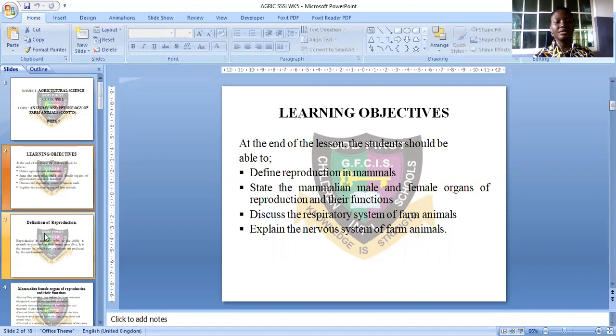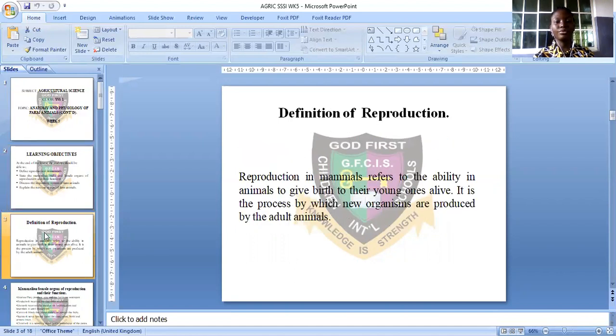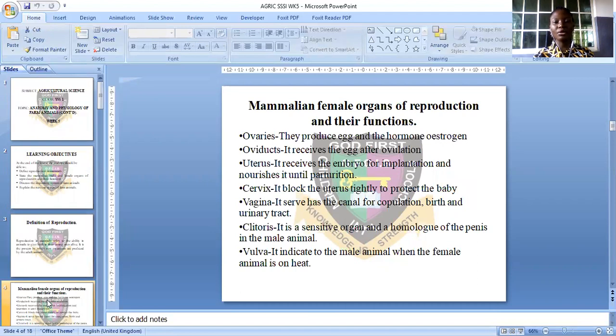Now, let's see the definition of reproduction. Reproduction in mammals refers to the ability in animals to give birth to their young ones alive. It is the process by which new organisms are produced by the adult animals. The word reproduction is not new to you. It is the process by which living organisms give birth to their young ones alive. Farm animals also give birth to their young ones alive, especially the mammals.